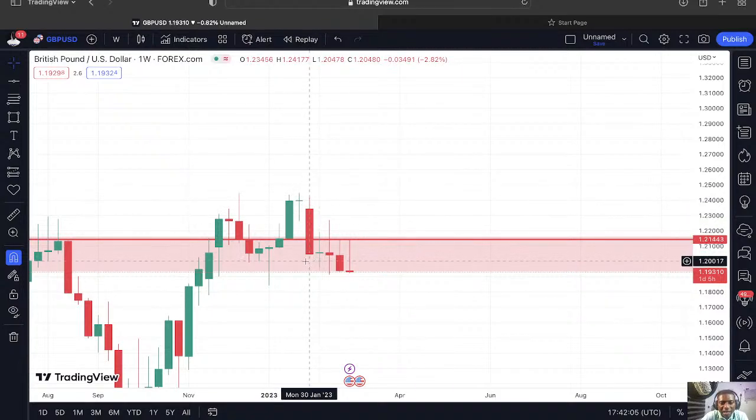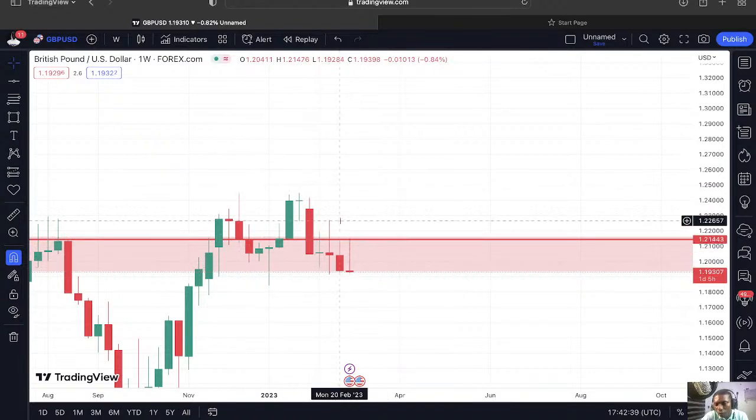Now, it is followed by a full-bodied bearish candle with a little wick to the top. And when you look at the other candles that follow, you see that they have wicks to the top. This shows that sell pressure is coming in, and this sell pressure is pushing down price. See, this is a level you need to watch.